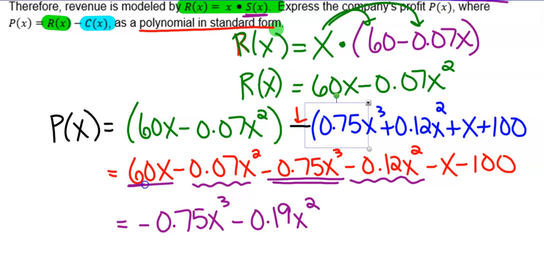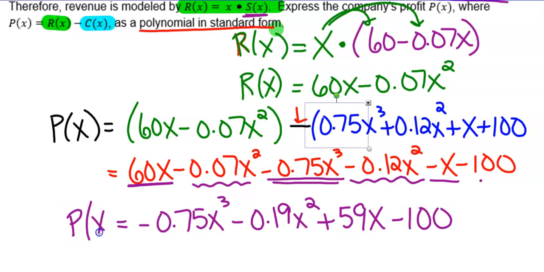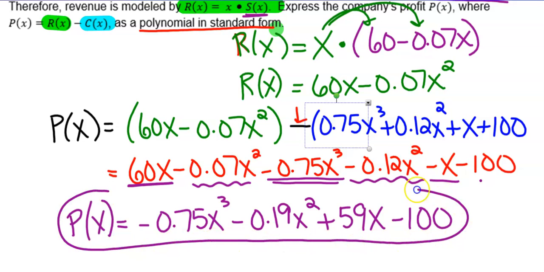Now I can do the x's. So 60x minus x is positive 59x. And then lastly, the negative 100. And that represents the profit function for the company. So they know, based on the number of product, what their profit is going to be for that number of product.